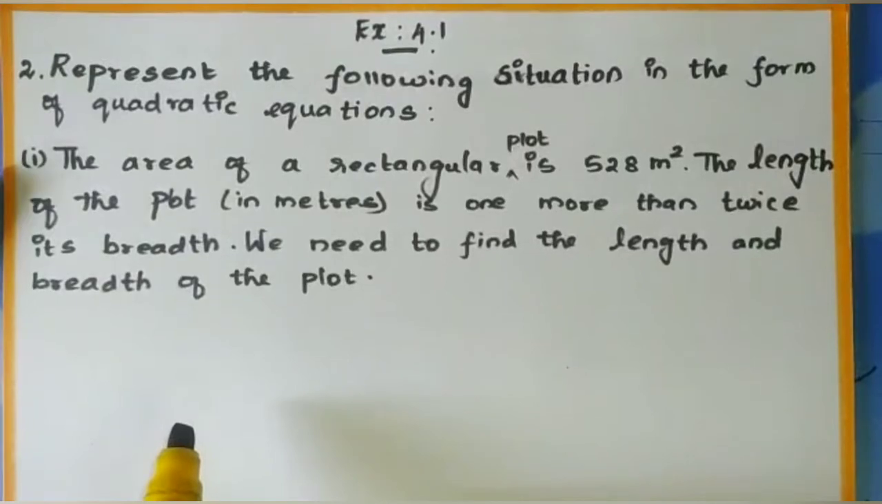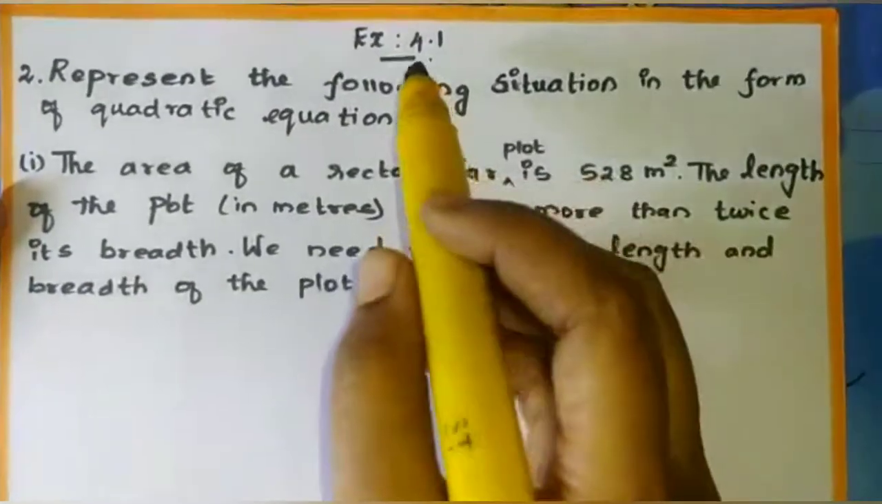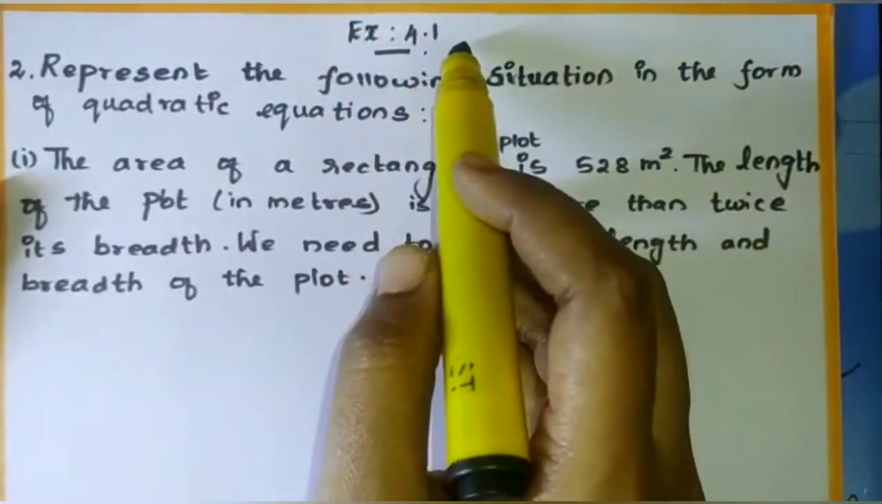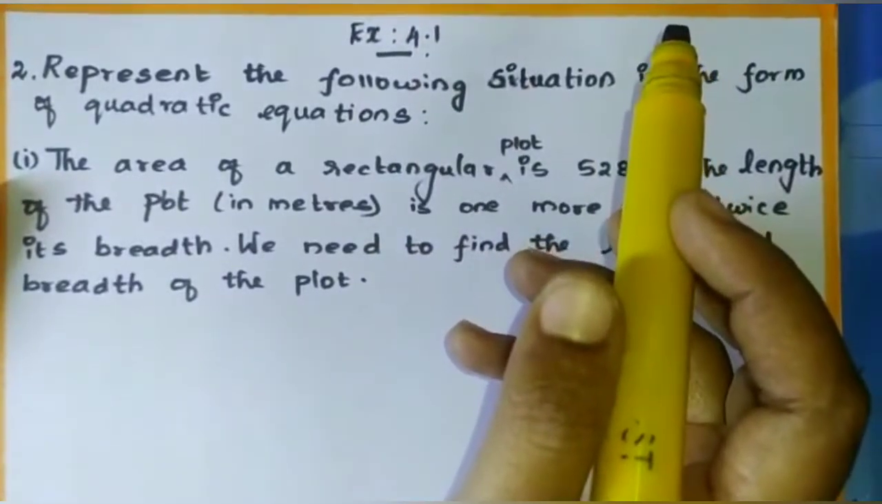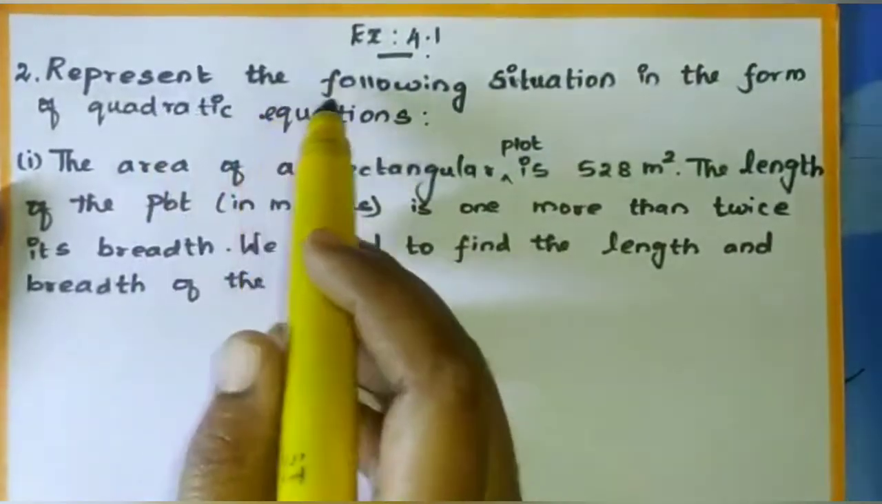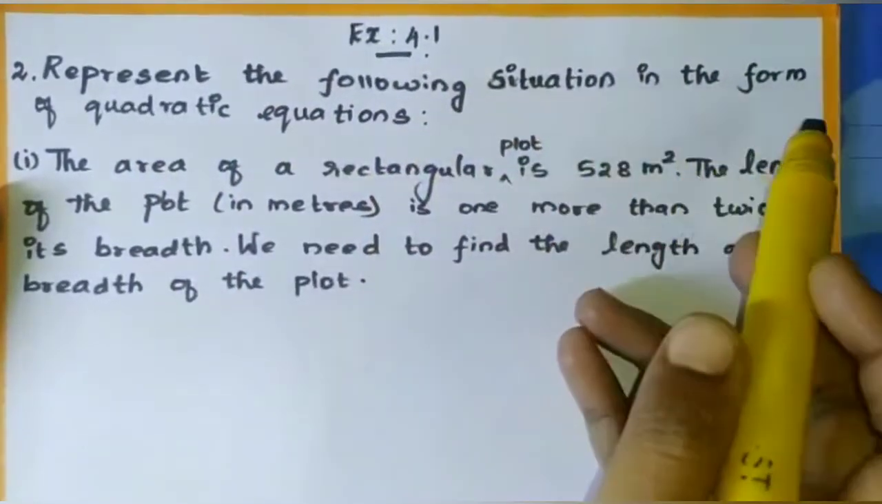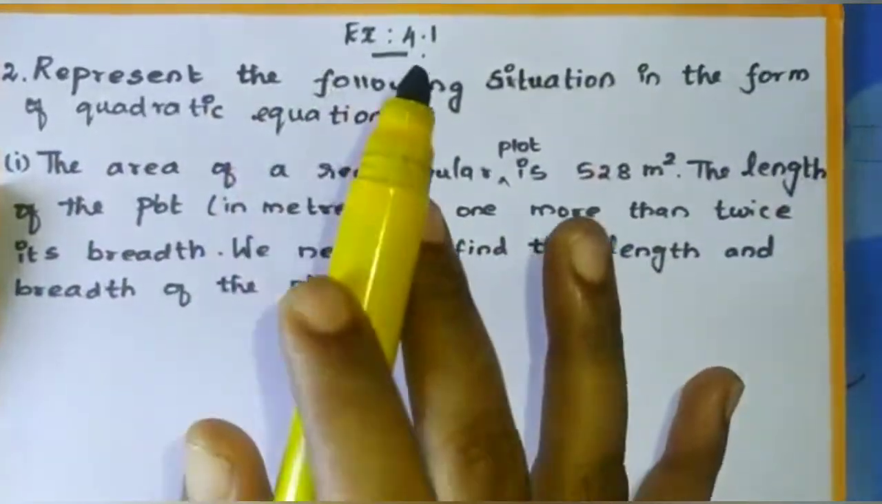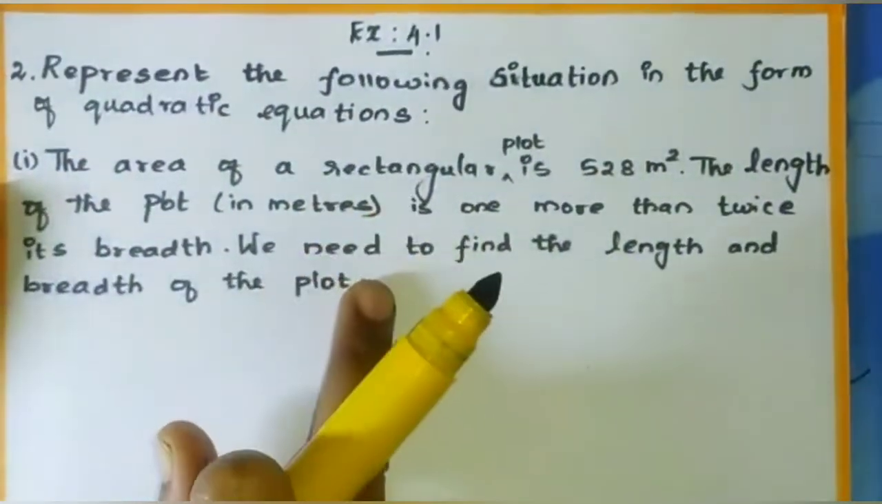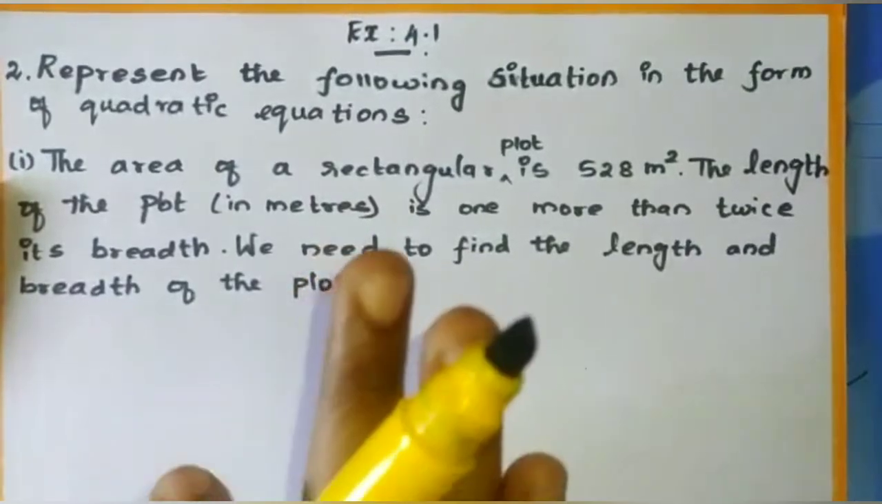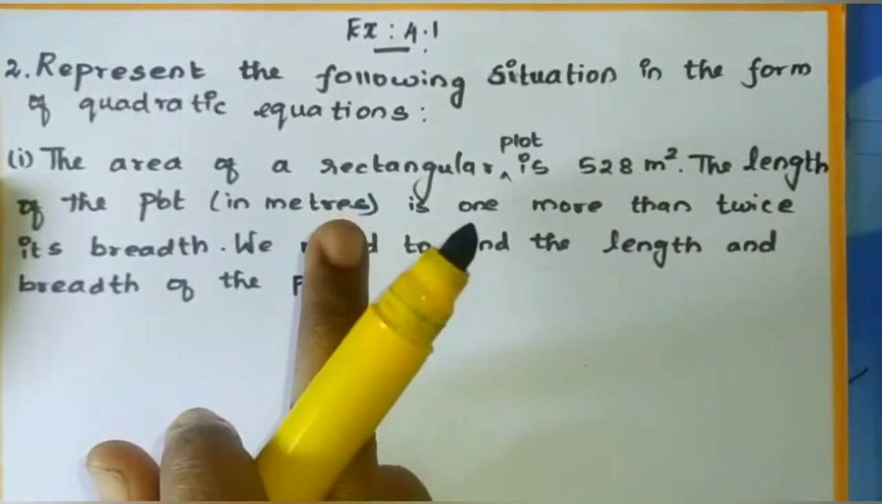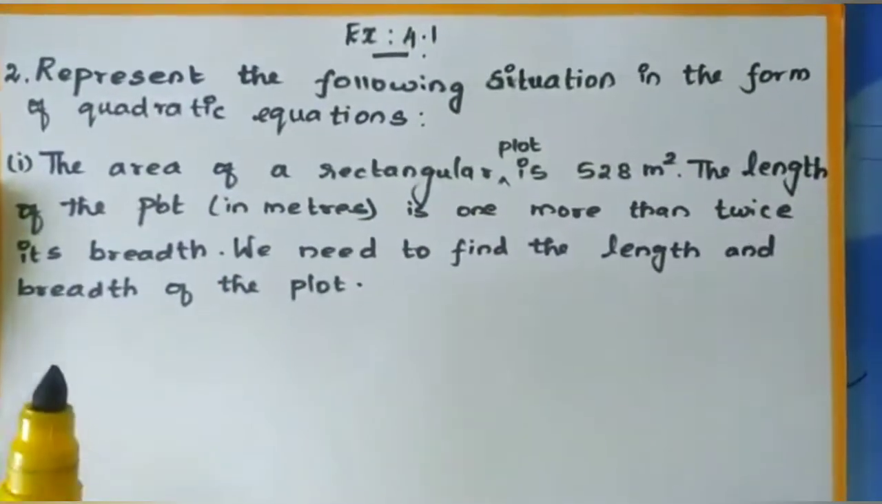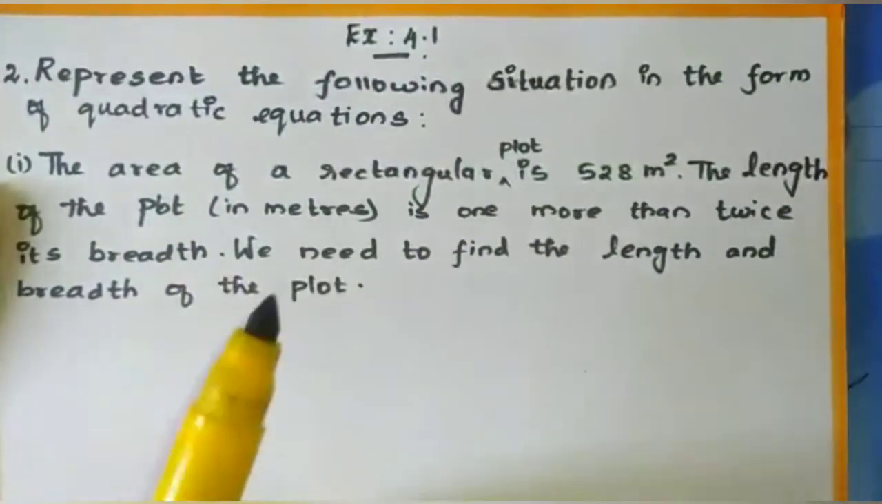Namaste students, in this video I am going to do exercise 4.1 second problem. Represent the following situation in the form of the quadratic equation. You have to find the quadratic equation in the given situation. So what is the situation here?